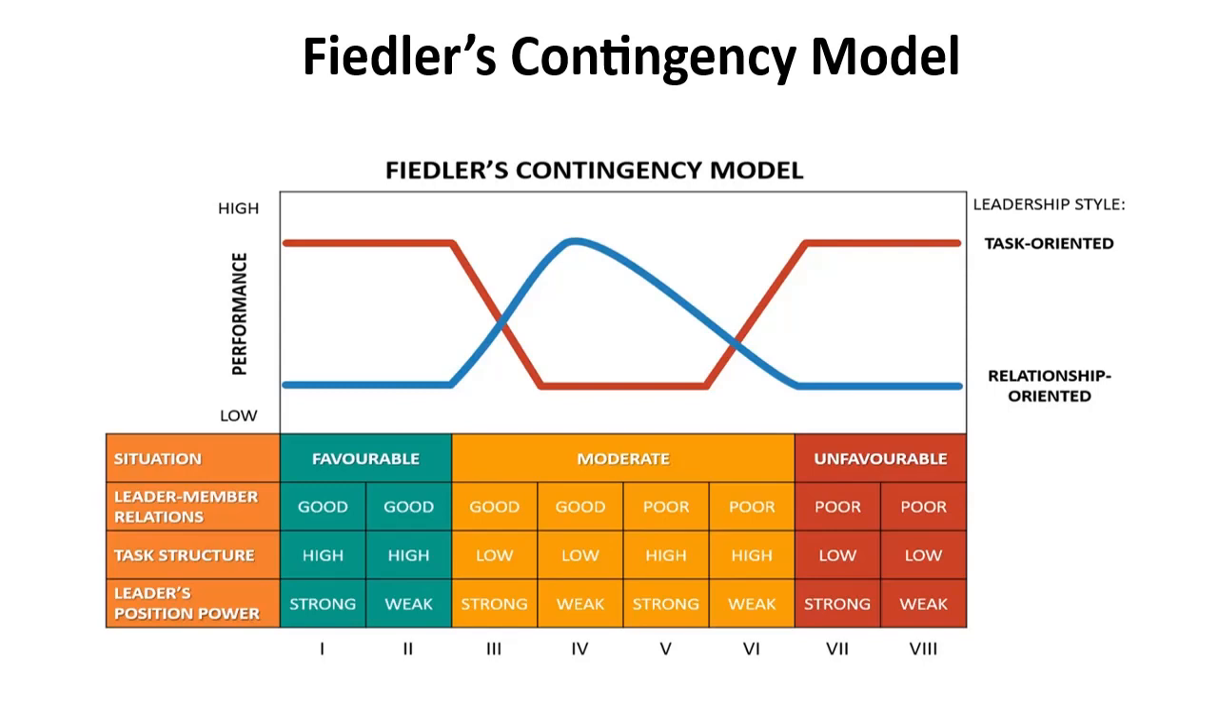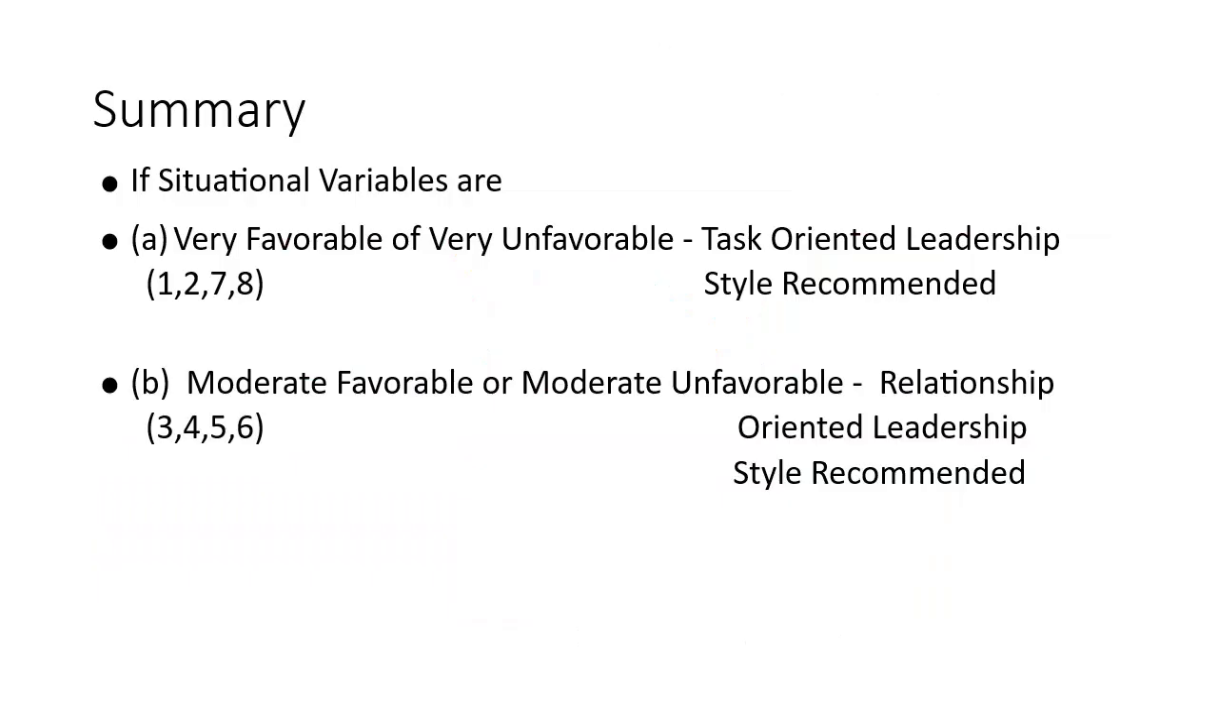It says that it depends upon the situation, upon the possibility of the situation, and there are only 3 situations, which is another limitation. As per Fiedler, he only discusses 3 different situations, and on the basis of these, 8 different possibilities can happen. Of these 8 possibilities, 2 are very favorable or favorable, 2 are unfavorable or very unfavorable, and 4 are in between. If the situation variables are very favorable or very unfavorable, like in cases 1, 2, 7, and 8, task oriented leadership is recommended. And if the situation is moderate, like in cases 3, 4, 5, and 6, relationship oriented leadership style is recommended. So this is all about the Fiedler contingency.